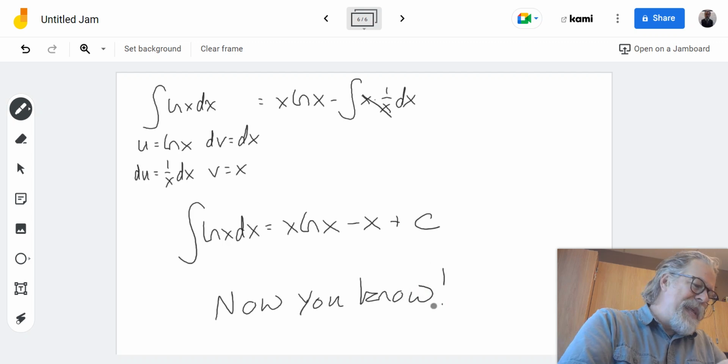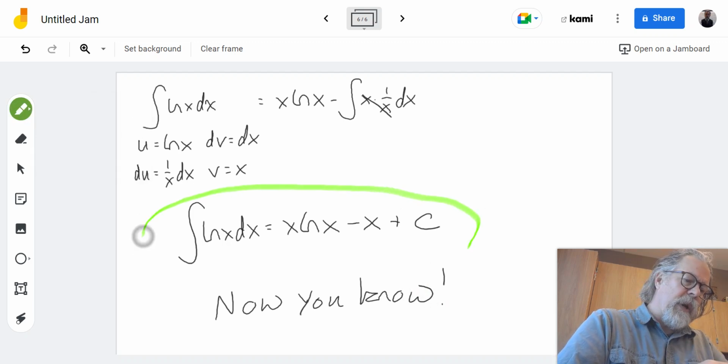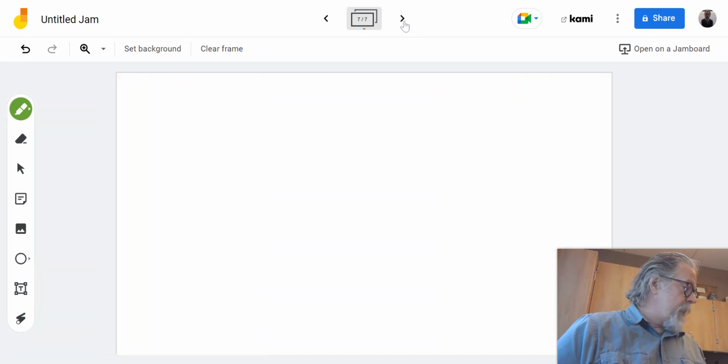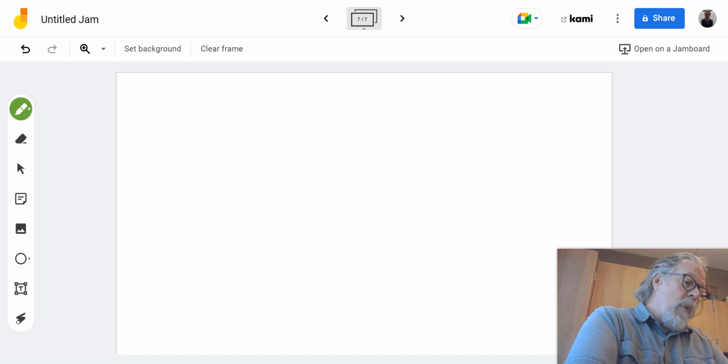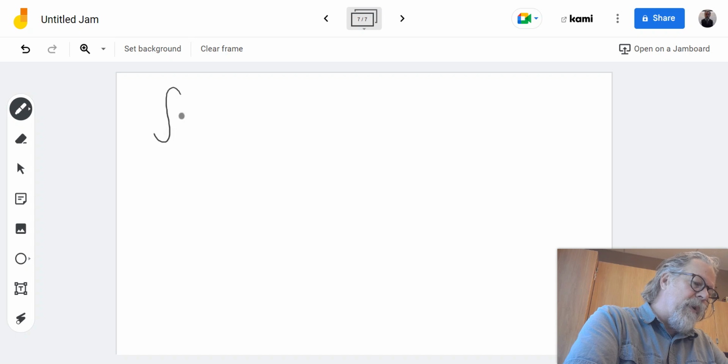Now you know. If I were keeping track of interesting integrals, antiderivatives, etc., I might add that to my list. Hey, let's do another one. What about the antiderivative of arc sine of x?